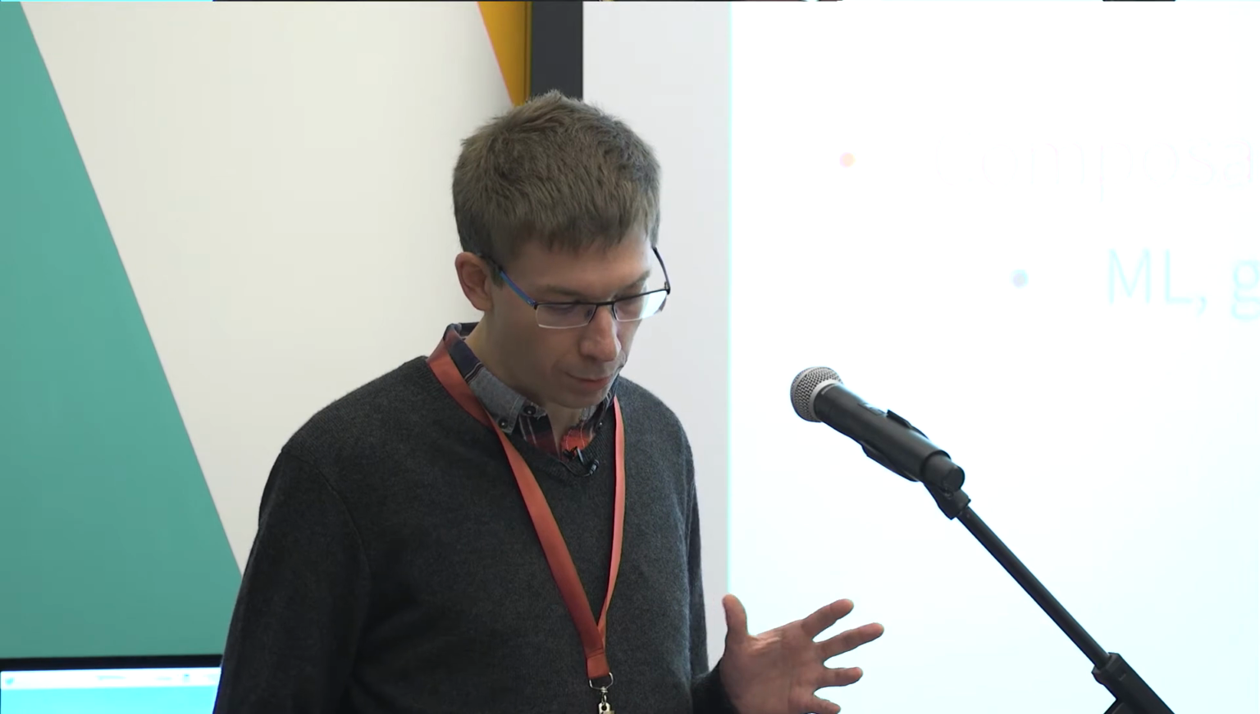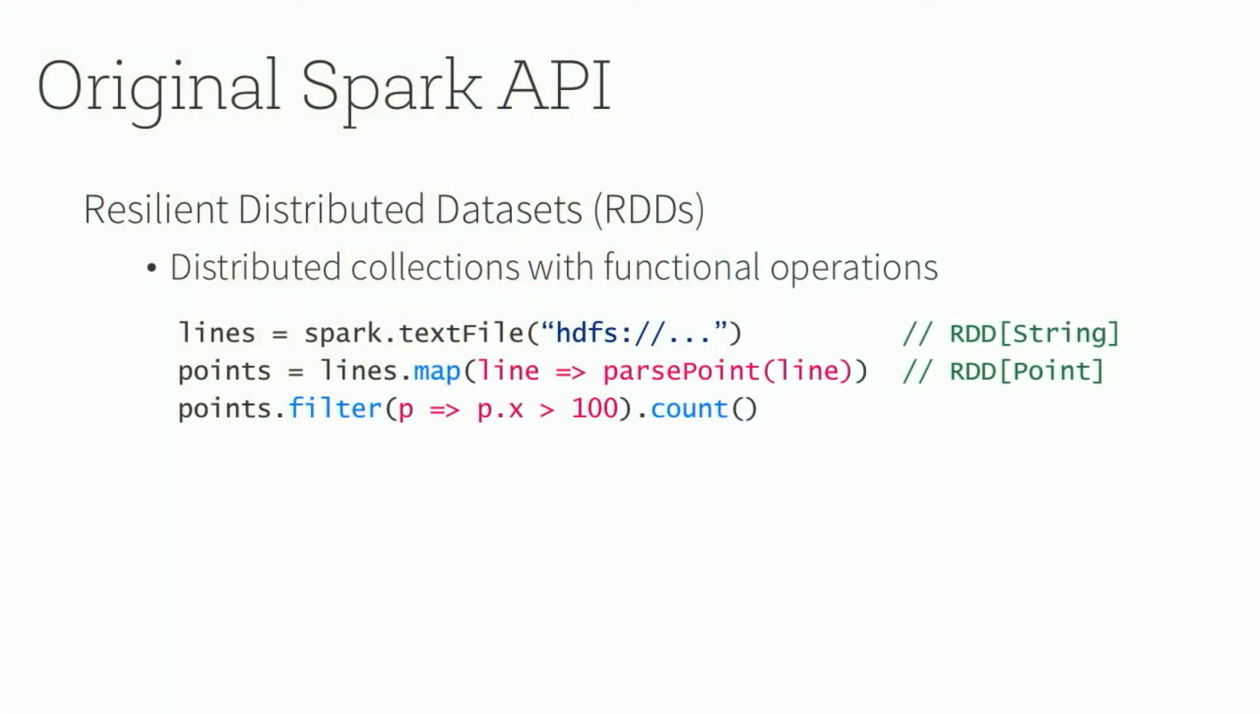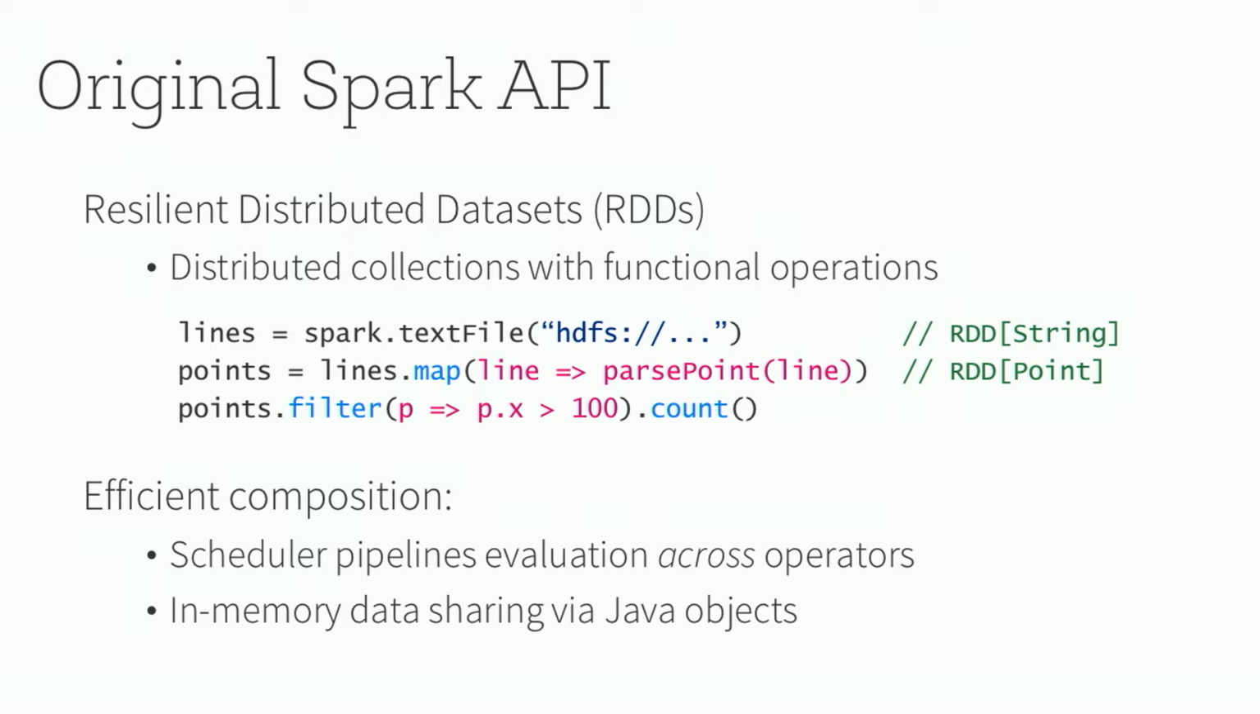And then there were composable APIs. These functional programming APIs where you can hook together these functions, and crucially, you also get efficient execution underneath. In particular, the API in the original Spark was RDDs, which are distributed collections of objects with functional operators. And you could do things like map and filter and so on. But the crucial thing underneath that actually made it possible to write lots of libraries is efficient composition.